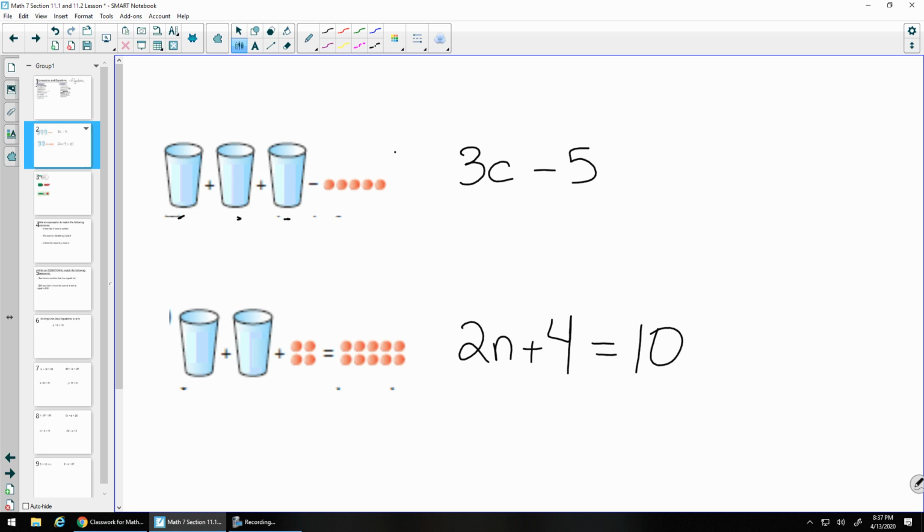And some of you can probably figure out, how many counters would there have to be in each one of these cups for there to be a total of 10 on this side, as well as 10 counters on this side for it to be equal? Well, if there's 4 counters here, 1, 2, 3, 4, if I added in 5, 6, 7, 8, 9, 10. If I added in 3 in each, now I'd have 10.